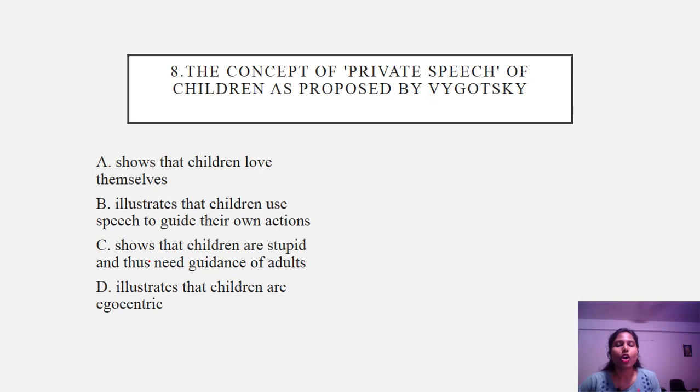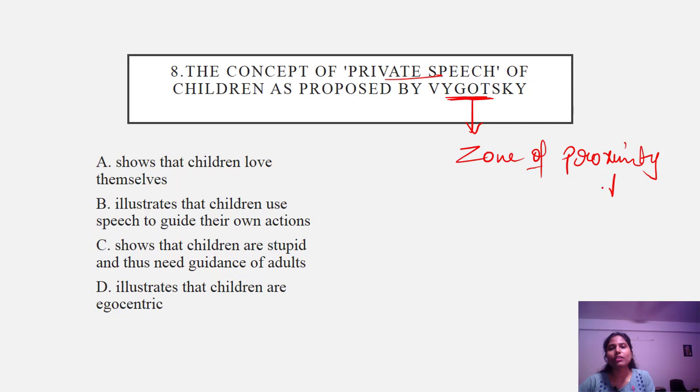Eighth question: the concept of private speech of children as proposed by Vygotsky. We have already discussed the egocentric speech in Piaget, and now we are discussing private speech by Vygotsky. You also need to remember Vygotsky's zone of proximal development, which I have already explained in my video. I will provide you the link, so go through that and grab the knowledge about it.